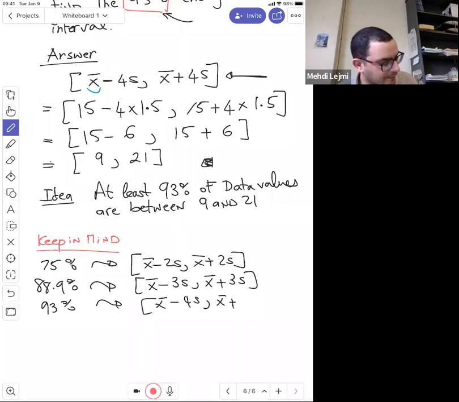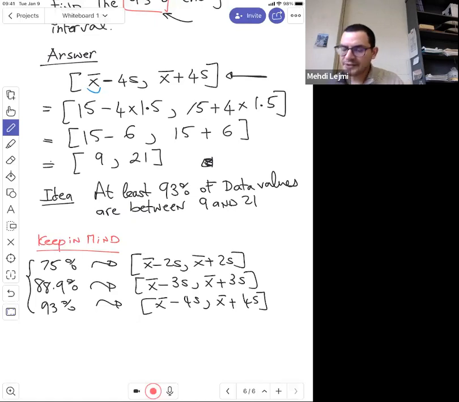Of course, you can use the theorem to do better than 93%, but in this course we're just going to use these three percentages: 75, 88.9, and 93%. These are the most common percentages. You can use the theorem to get the next percentage, which corresponds to x bar minus 5s and x bar plus 5s, etc., but for the purpose of this course we're just going to use these three percentages.